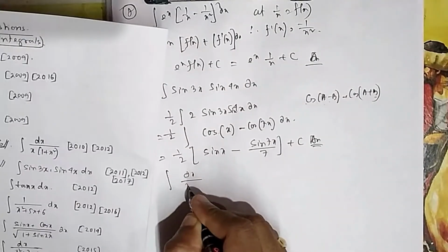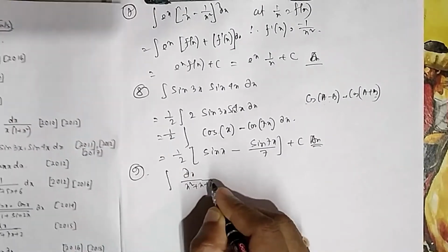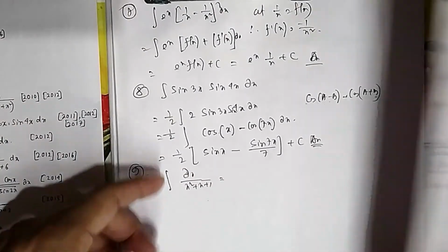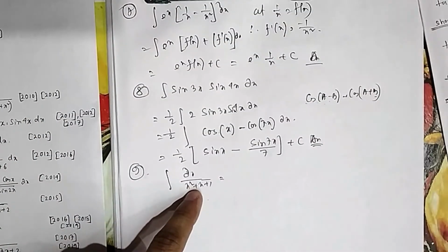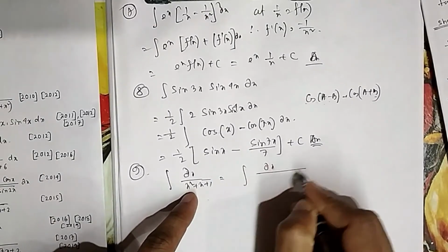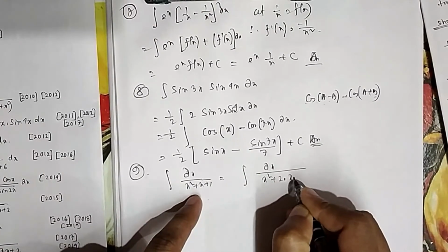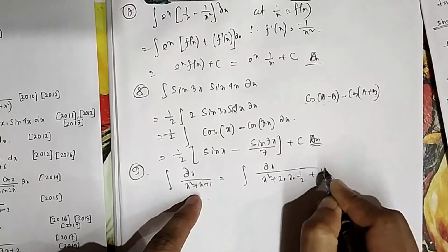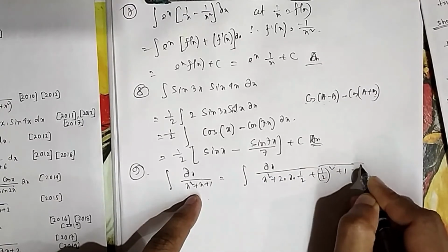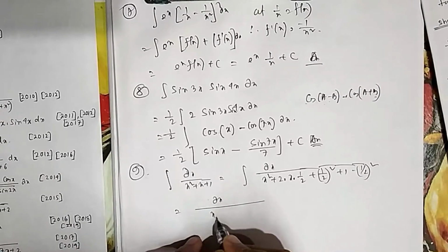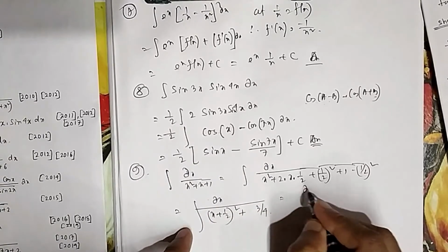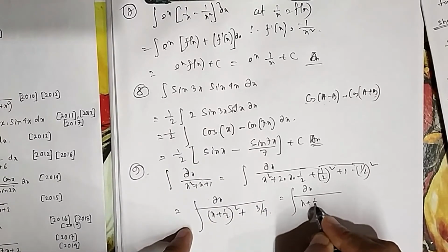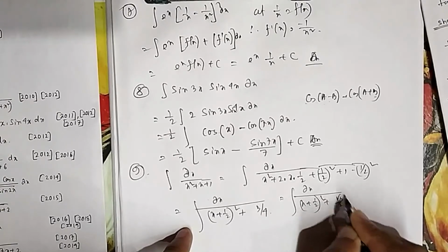Next, if you come to question number 9, dx divided by x square plus x plus 1. So this is a standard format, because here you can apply all these 3 formulas. So you have to make it into this formula. So how to make it? You make it by the completing square method. So dx divided by x square plus 2 into x into half plus half square plus 1 minus half square. So it will be dx divided by x plus half whole square, and 1 minus 1 by 4 is 3 by 4. So it will be dx divided by x plus half whole square plus root 3 by 2 whole square.